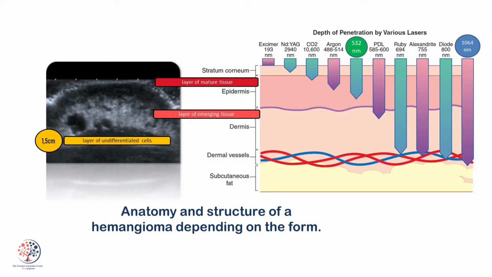And as the target for vascular lasers is hemoglobin, it's crucially important to select a wavelength with deep enough penetration to at least the depth of the target. In this case, the energy is absorbed selectively by it within the range from 532 and 1064 nanometers.